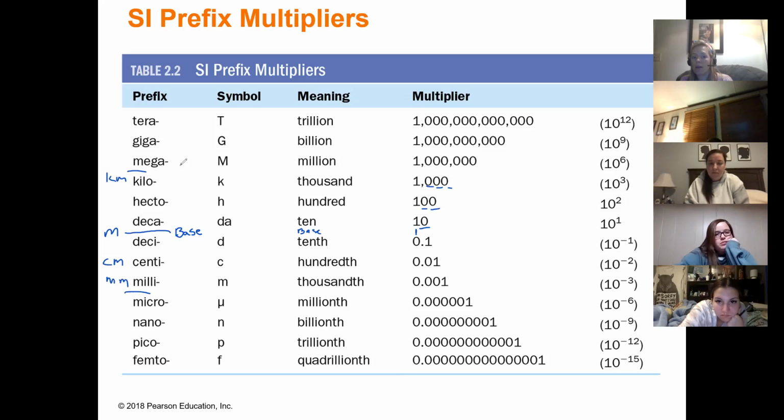This is the unit mega. We don't use this a whole lot in our class, but you may have heard like a megabyte back in the day before our fancy cell phones now. We'd have megabytes. Now we're used to things like gigabytes, right? We count our information in gigabytes. If we have an external hard drive, we count them in terabytes.